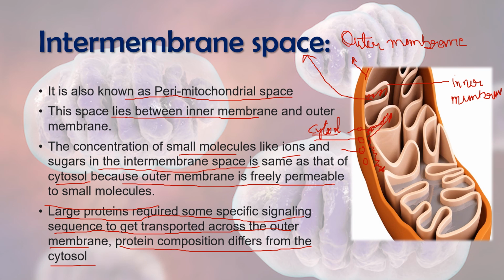I just told you that the larger proteins need some signaling sequence, which is present at the N-terminal end of a polypeptide chain or of a large protein molecule. With this signaling sequence, it can bind to the translocase that is present on the outer membrane, and then only the large protein can pass from the cytosol to the intermembrane space. So it is not freely permeable to all the proteins, thereby the protein concentration differs from the cytosol.